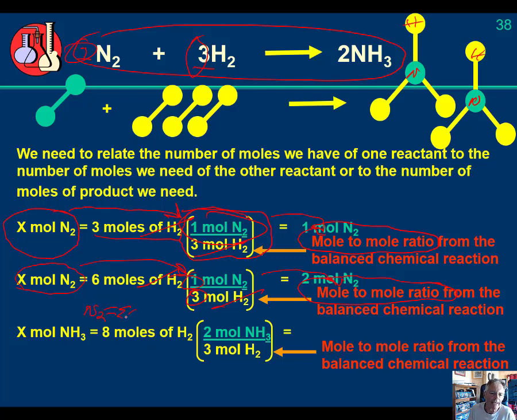It exists in excess or an unlimited amount. Maybe I'm getting it from the atmosphere. So I do not need to worry about reactants that exist in excess, only reactants that have some limited amount. And so I have a limited amount of hydrogen here.